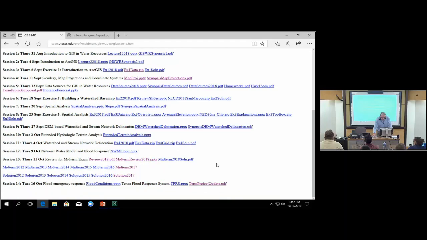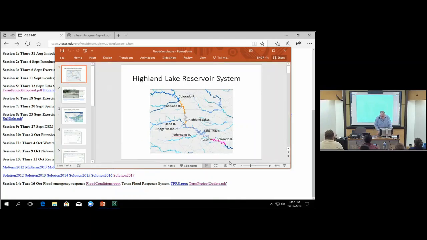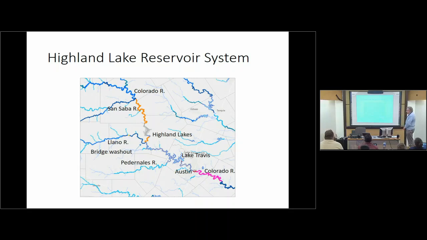We are having a situation here in Austin, which you may be aware of if you follow the news media. Above us is the Highland Lakes reservoir system. The big dam is Mansfield Dam at Lake Travis, and above that there are six dams called the Highland Lakes, and above that is the Colorado River and some tributaries: the San Saba River, the Llano River, and the Pedernales River.